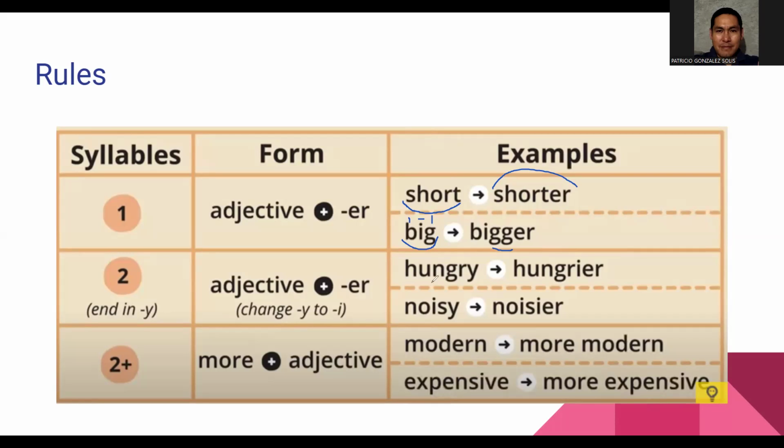Two syllables. Hungry. Why? Hungrier. Noisy. Why? Noisier. Two or more syllables. Modern. Expensive. More modern. More expensive. Okay. Do you have any observations?